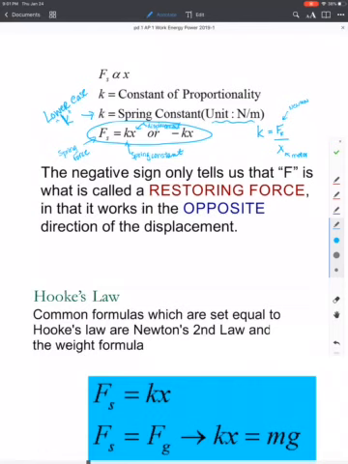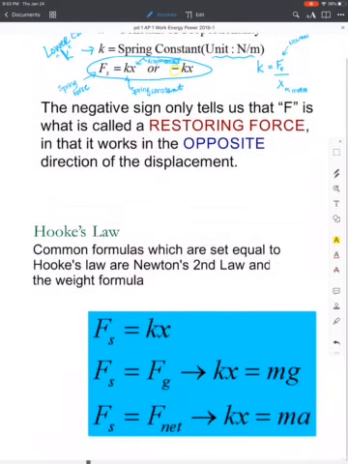Now this negative sign that appears right here is because the spring will always try to return to where it was. It's called a restoring force. So if I pull a spring to the right, the spring's going to try to snap back to the left, in the opposite direction that I'm pulling. So that is why it is called a restoring force.